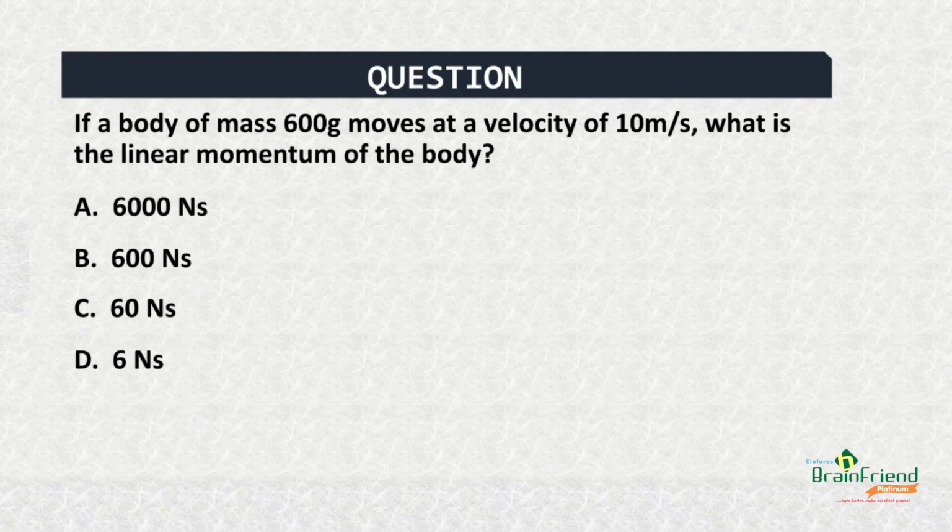Question 2. If a body of mass 600 grams moves at a velocity of 10 meters per second, what is the linear momentum of the body? A. 6,000 Newton second. B. 600 Newton second. C. 60 Newton second. Or D. 6 Newton second. The correct answer is A. 6,000 Newton second, which means 600 multiplied by 10 will give you 6,000.